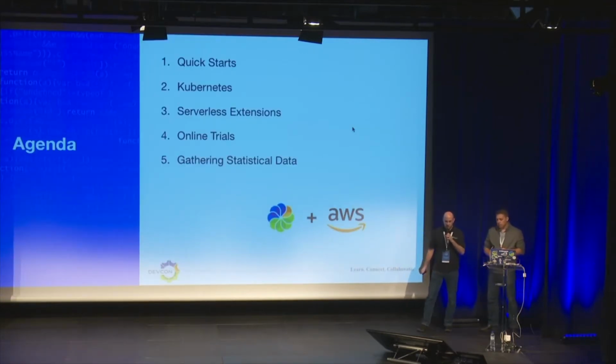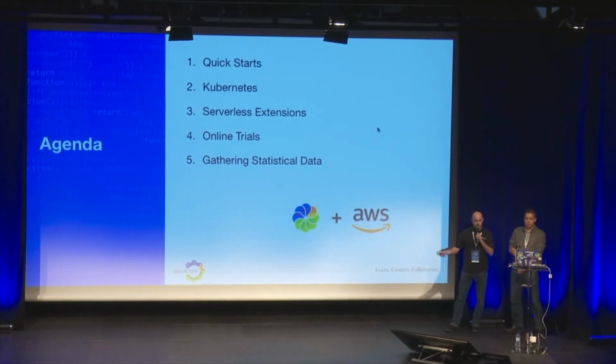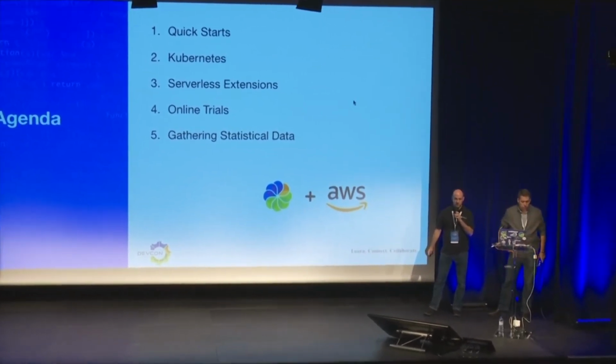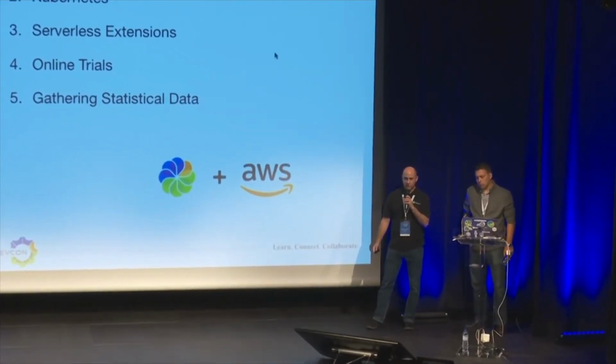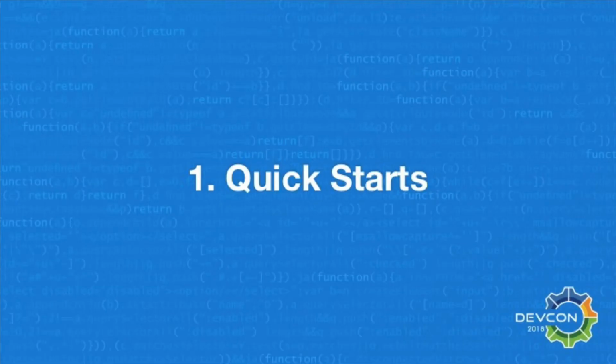So what we're going to talk about today is quick starts, show you what we're doing with those, an easy way to deploy stuff. And then we're going to go on and have a look at Kubernetes, some of the stuff that we're going to move towards, as Brian mentioned earlier today. And then looking at some of the serverless extensions, the whole idea around the out-of-process stuff and how we can use serverless for that. Online trials, something that we allow you to do, have trial environments. We're going to have a quick look at how we do that, and finish off with gathering statistical data from the products. So let's start with quick starts.